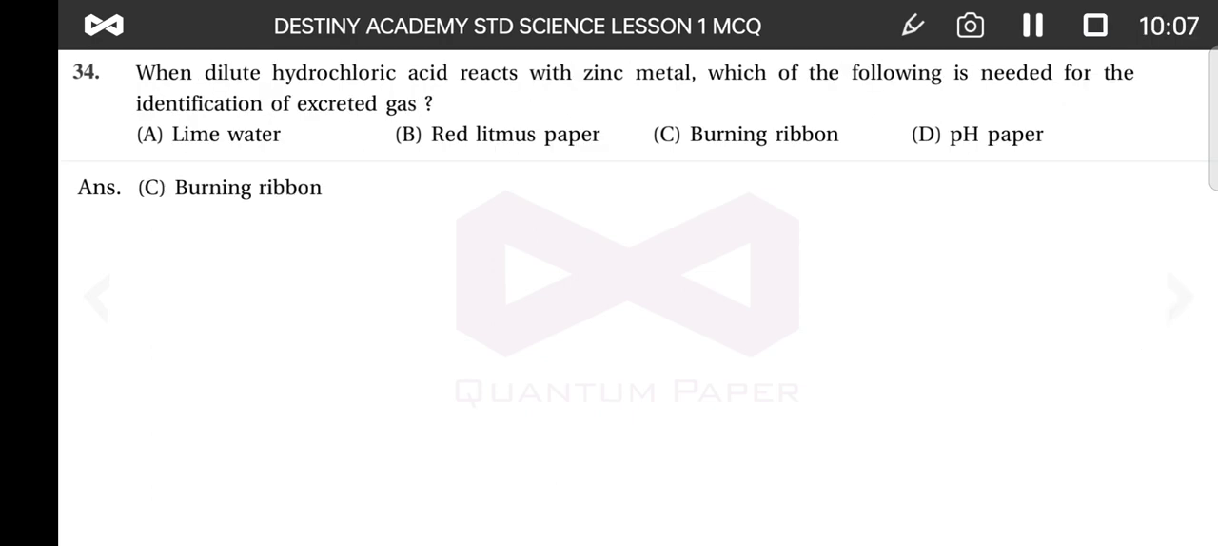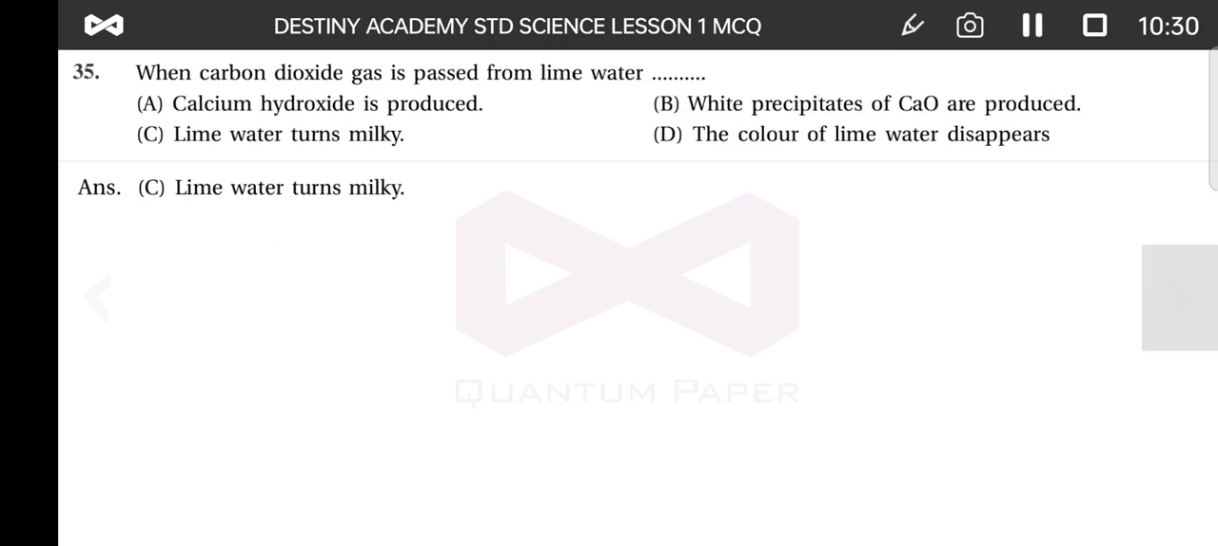When dilute hydrochloric acid reacts with zinc metal, which of the following is needed for identification of the evolved gas? So, a burning ribbon. Burning ribbon is needed to check which gas is produced during that reaction. When carbon dioxide gas is passed through lime water, the correct answer is C. Lime water turns milky.